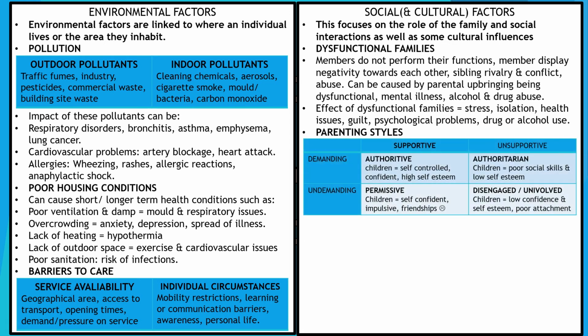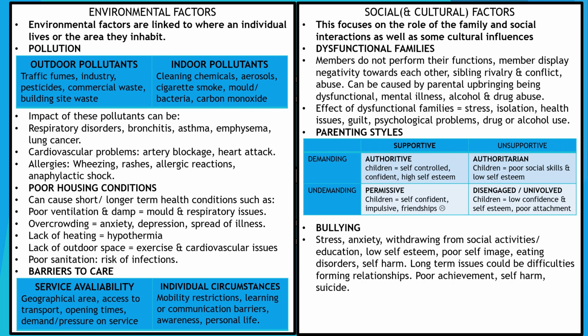Parenting style has a role to play in this, and there are lots of different types. So you've got supportive, unsupportive, demanding, and undemanding. If you have a supportive, demanding parent, they're authoritative. The children often have high self-control, high self-esteem, and are confident. Unsupportive and demanding leads to authoritarian parents, so poor social skills, low self-esteem. Undemanding and supportive means that children are self-confident, they're impulsive, and they may have difficulty making friendships. And then disengaged and uninvolved parents are undemanding, unsupportive, and the children have low confidence, self-esteem, and poor attachment.